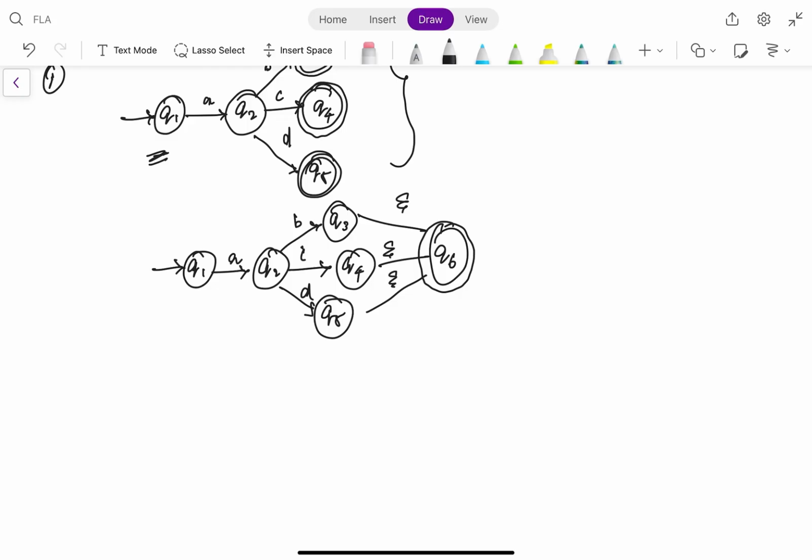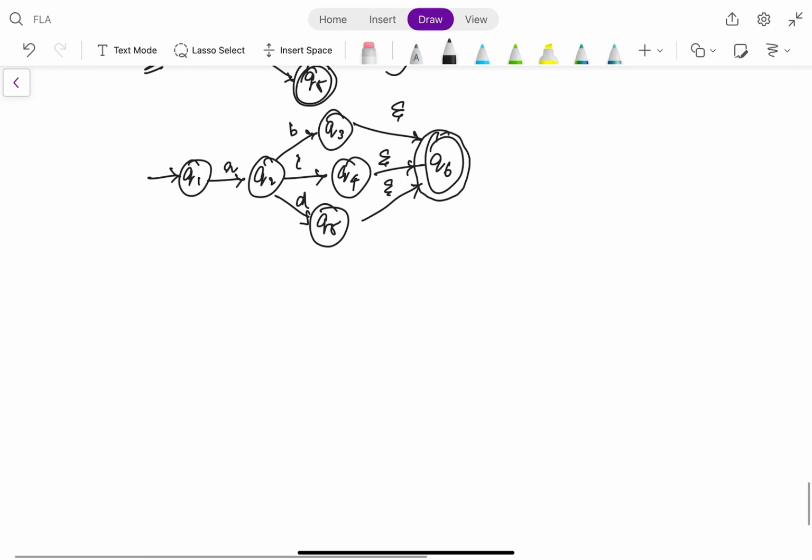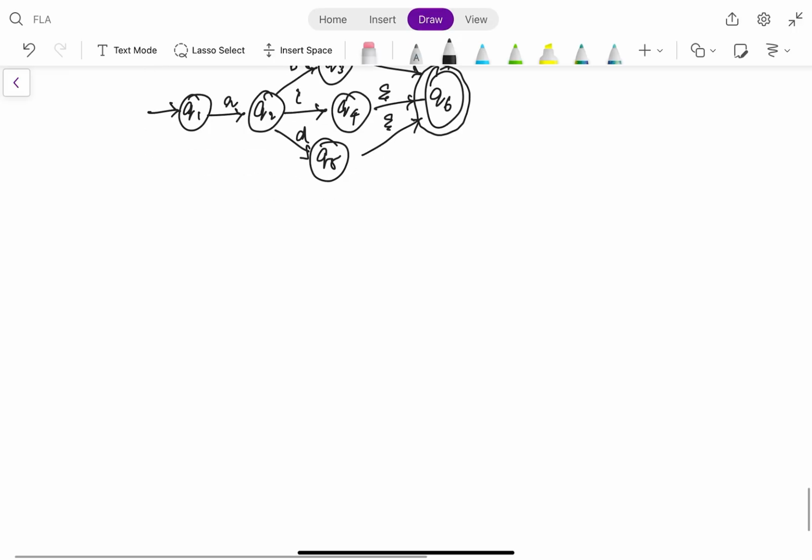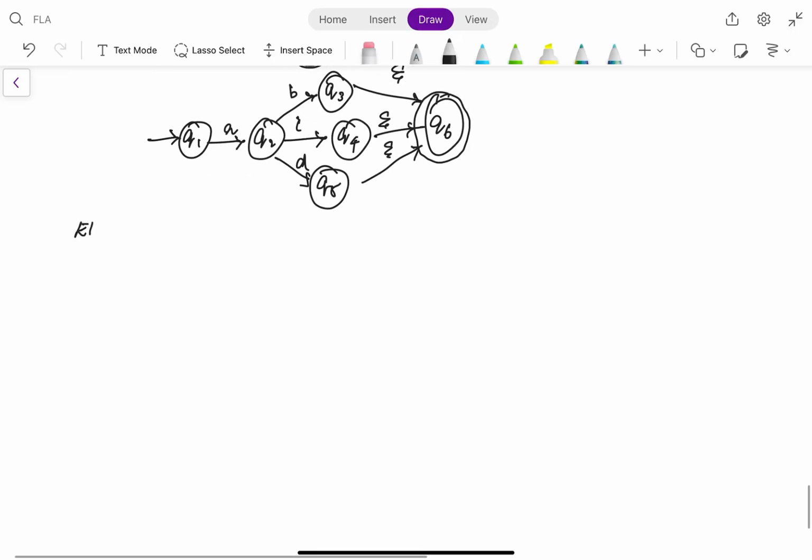Now check if there are any outgoing edges from the final state. There are no outgoing edges, so that condition is also satisfied. Now the final condition is to eliminate states one by one. So first we will try to eliminate one by one.